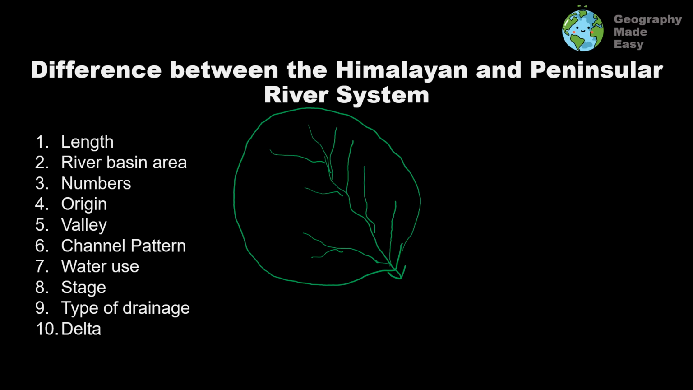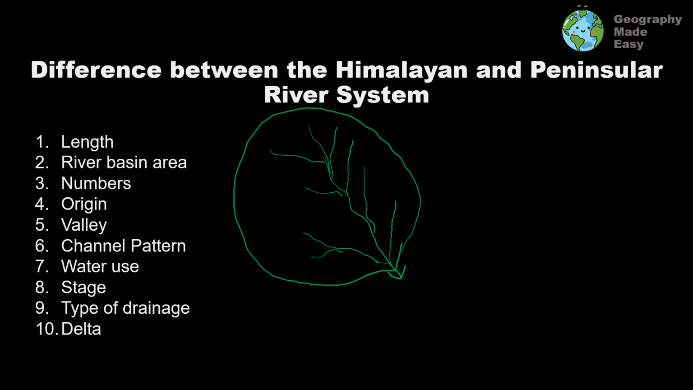Finally, the last point is the delta. We see that Himalayan rivers have larger deltas, especially the Ganga Brahmaputra delta, which is one of the largest in the world. We also see deltas in case of rivers which are flowing into the Bay of Bengal, the peninsular rivers like Krishna, Cauvery, but they are smaller because they are draining over a lesser area and they are carrying less silt, so the deposition is much less, so the formation of the delta is smaller.